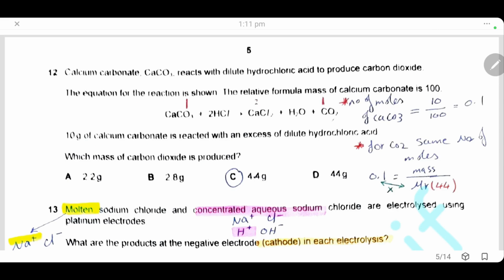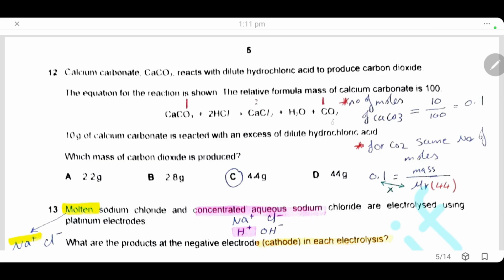Here I have two pieces of information. First, we have 10 grams of calcium carbonate reacted. Second, the relative formula mass of calcium carbonate is 100. So we can calculate the number of moles of calcium carbonate, the mass divided by the molecular mass, 10 divided by 100, so we have 0.1 mole of calcium carbonate.